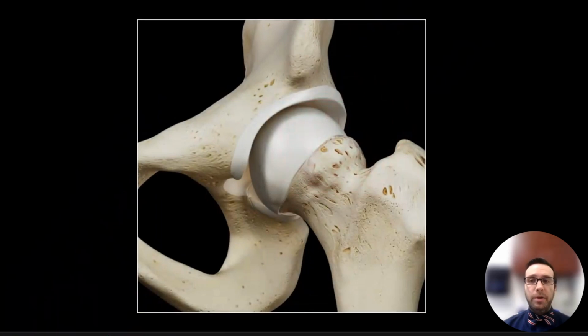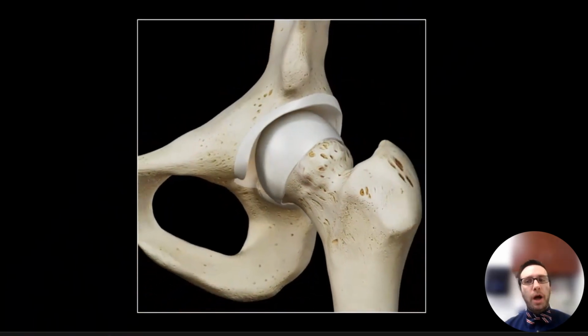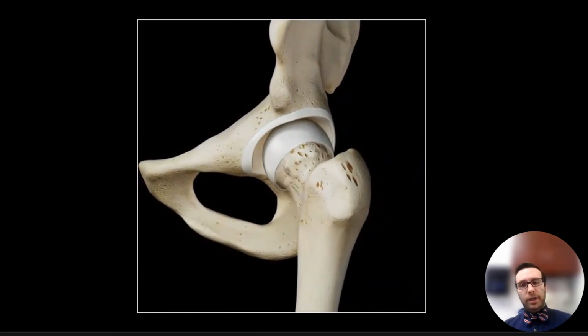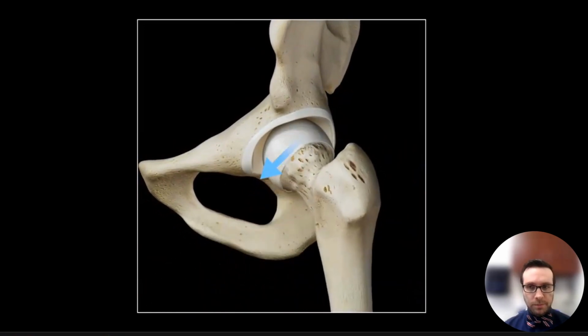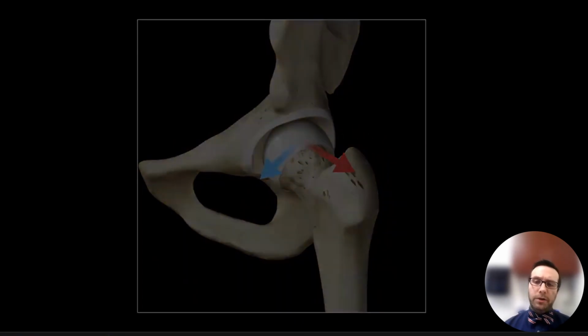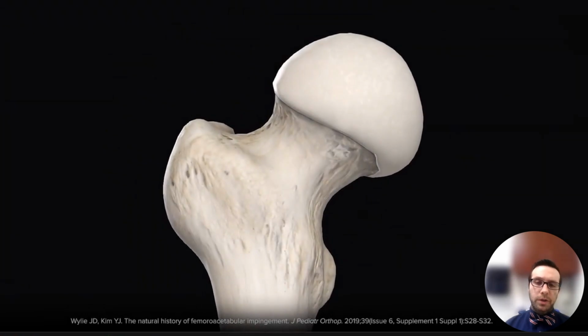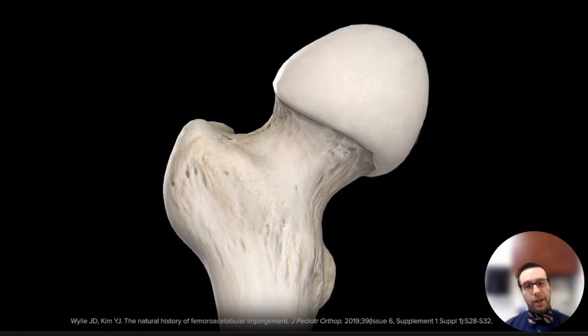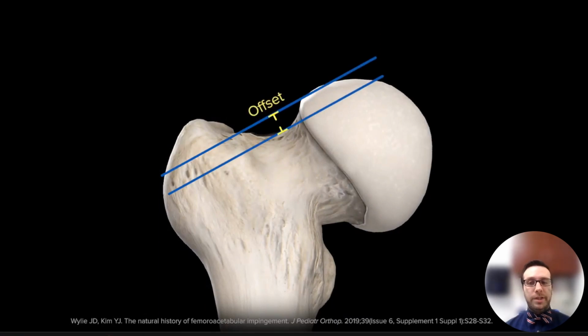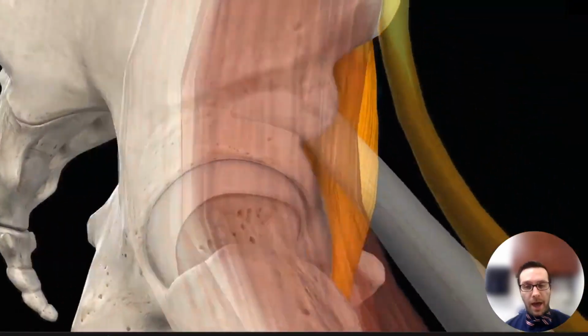Cam deformities can happen anywhere on the femoral neck, but they're more common on the anterolateral side, although they can also extend more anteriorly and more laterally as well. Other anatomic abnormalities that can lead to impingement include a non-spherical but congruent head, as well as a short femoral neck. This leads to decreased head-neck offset and increases the contact area between the neck and the rim.